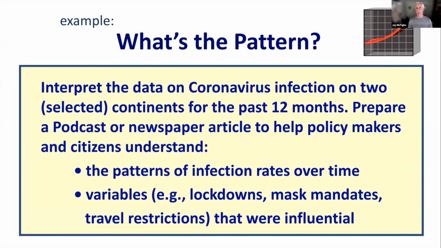What's the pattern? Students are asked to interpret the data on coronavirus infections found on two selected continents over the past 12 months. And part of what they're asked to look at is not only the patterns of infection rate, hospitalizations, and even deaths, but look at variables in the countries in those continents in terms of government policies impacting the pandemic. For instance, were there lockdowns? Were there mask mandates? Were there requirements for vaccinations? And what, if any, relationship did these policies have on infection rates, hospitalizations, and deaths?